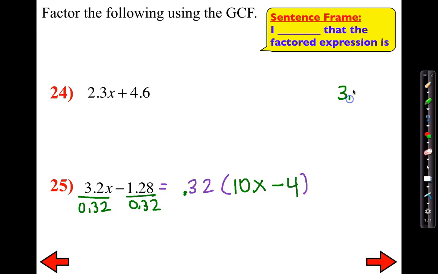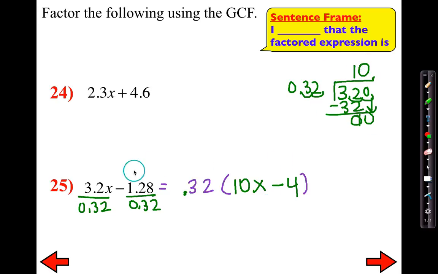We're basically doing 3 2/10 divided by 32 hundredths. Move the decimal over 2 places. I would say 32 goes into 32 once. That was nice. Bring down the 0. 32 goes into, oops, this is a 0, not a 1. Goes into 0 0 times, and that's how I got my 10. And here we're doing 1 28 hundredths divided by 32 hundredths. Move your decimal 2 places over, and you're going to see that it goes in 4 times evenly.